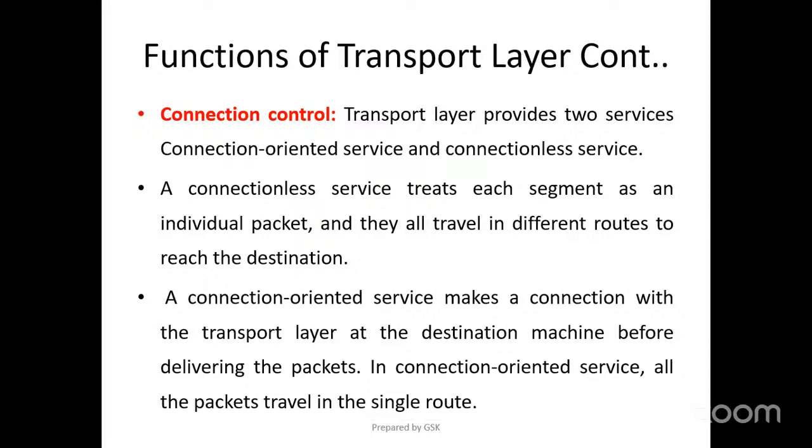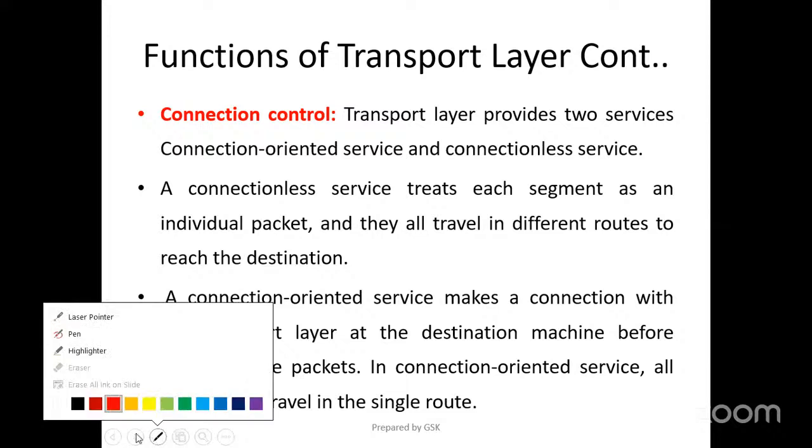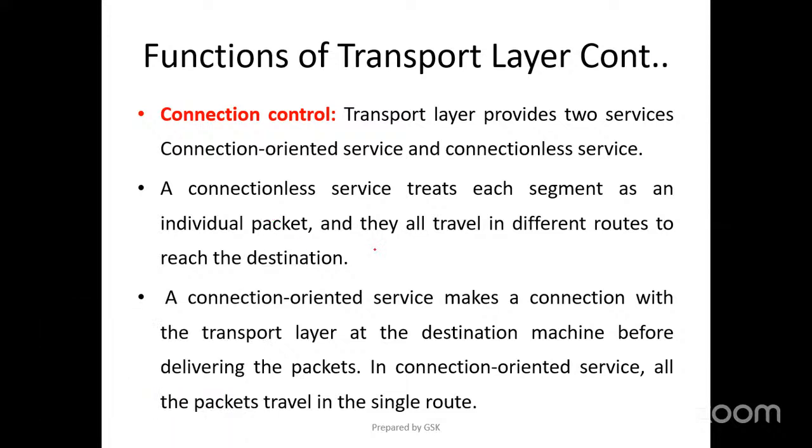The next function of the transport layer is connection control. The transport layer provides two services, connection-oriented service and connectionless service. We already covered the protocols also. One is a connection-oriented service protocol and another is a connectionless service protocol: UDP is connectionless, TCP is connection-oriented.